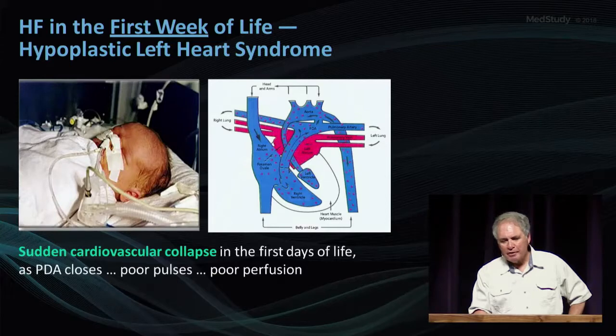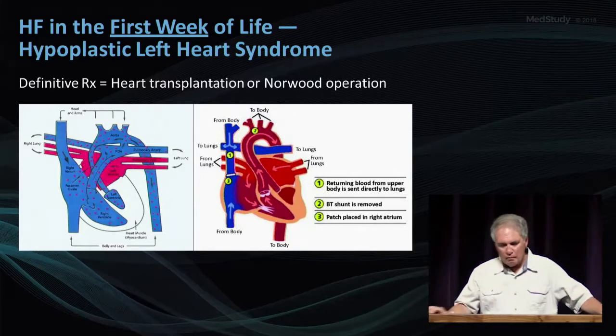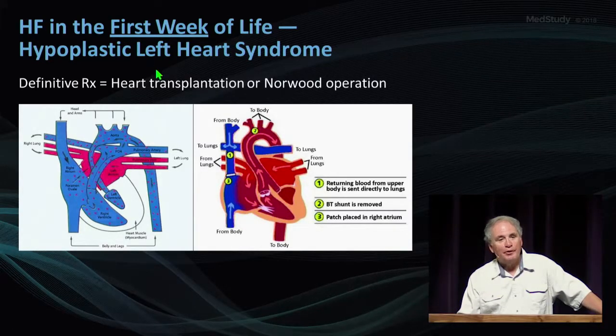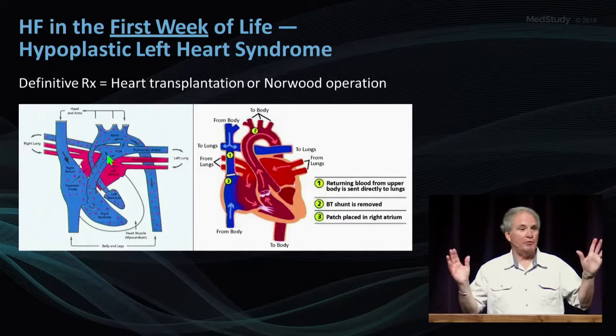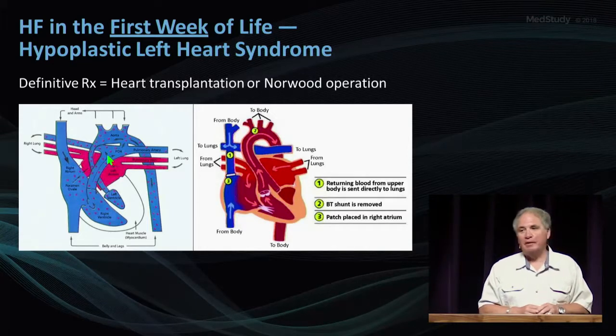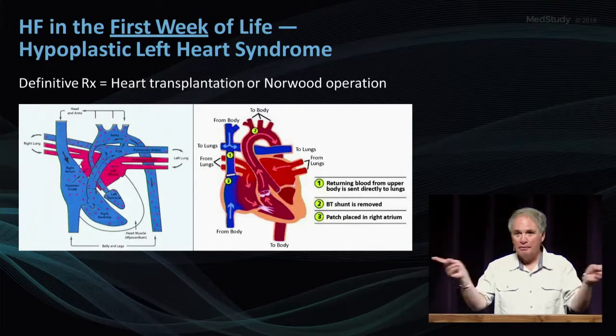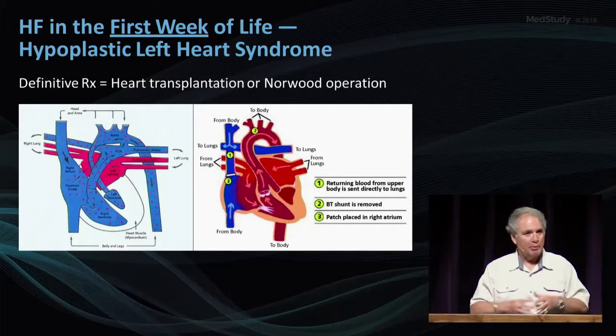Well, when I was a fellow, there was nothing you could do for these babies, and now there are some choices. So the two operative choices now, opportunities for babies with hypoplastic left heart syndrome, one is a heart transplant. And this was first championed by a surgeon, Leonard Bailey, at Loma Linda University. Anybody from there? Okay.